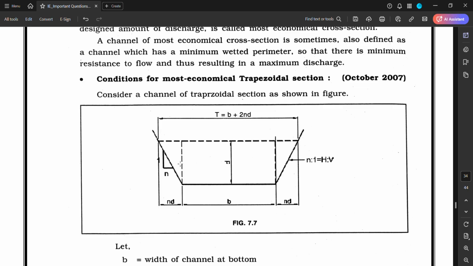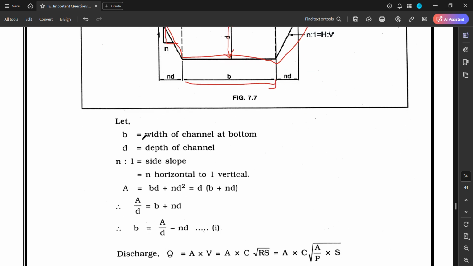This is a figure of a canal which has B width and D depth. So in total we will get B plus 2nD, because this is the n depth provided. Let B be the width of the channel at the bottom, D the depth of the channel, and n to 1 the side slope, that is, n horizontal to 1 vertical.